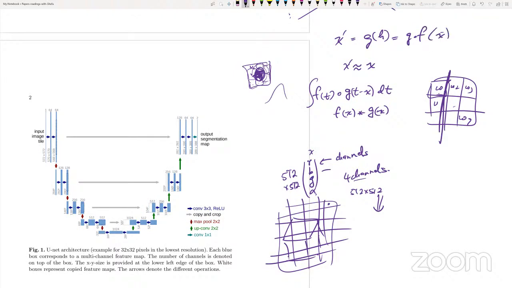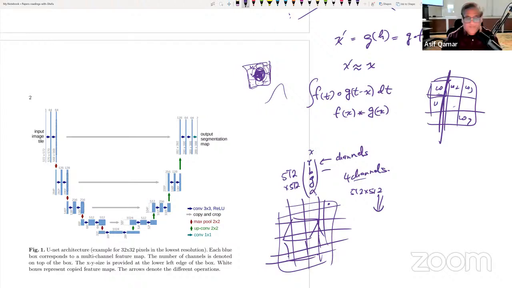Hey, Asif, what do you mean by channels here? See, whenever you look at a colored picture, they're made up of channels, red, blue, green. Any pixel has an RGB value, red value, green value, blue value, right, from 0 to 255.